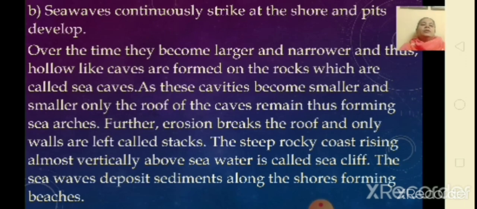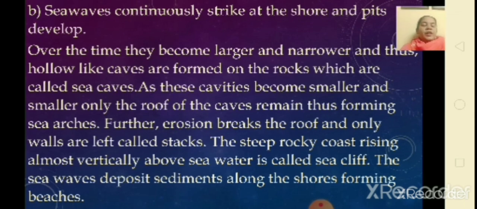Sea waves continuously strike at the shore and pits develop. Over the period of time, they become larger and narrower. Thus, hollow-like caves are formed on the rocks which are called sea caves. As these cavities become smaller and smaller, only the roofs of the caves remain, thus forming sea arcs. Further, erosion breaks the roof and only walls are left, called stacks. The steep rocky coast rising almost vertically above sea water is called sea cliff. The sea waves deposit sediments along the shores, forming beaches.